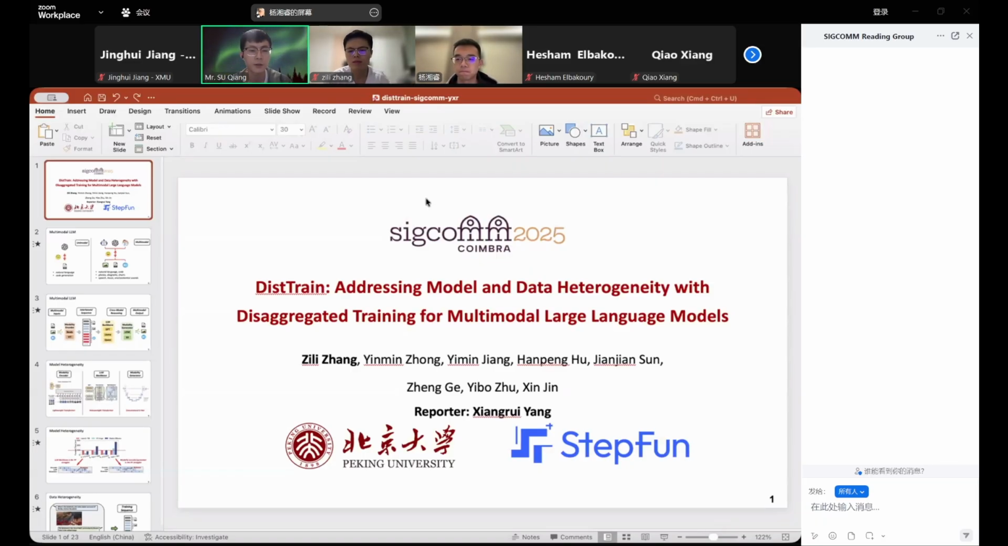This paper discusses the new challenges of today's training systems for multimodal natural language models, especially in terms of the heterogeneity in both the model and training data. And it also presents an efficient framework to solve these two challenges. So I think both the academia and industry can learn a lot from this work.